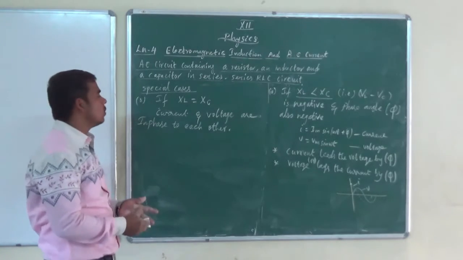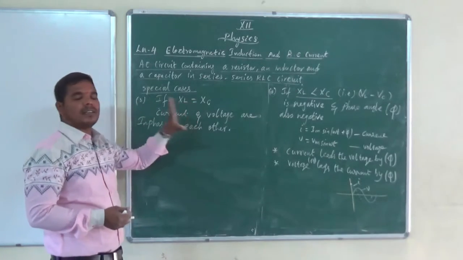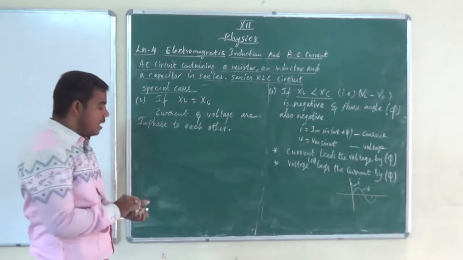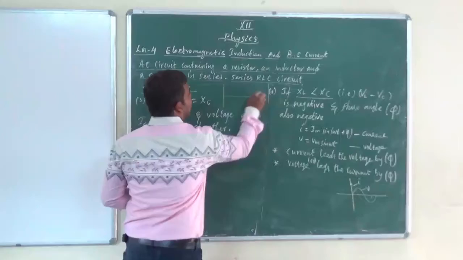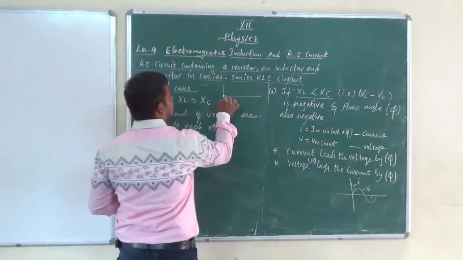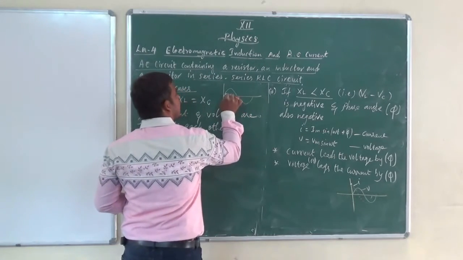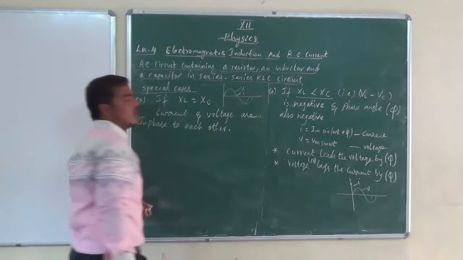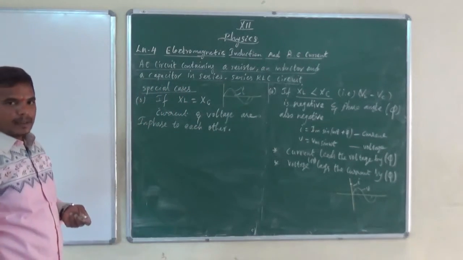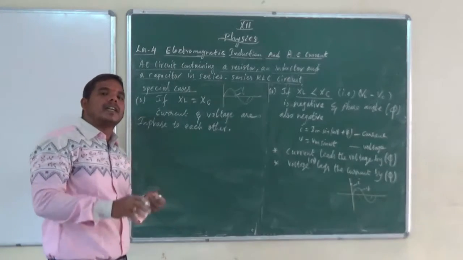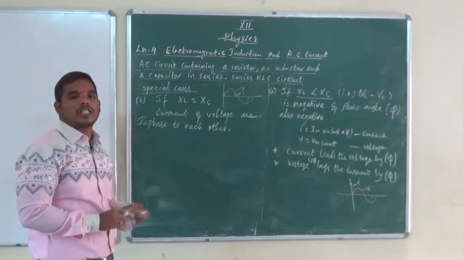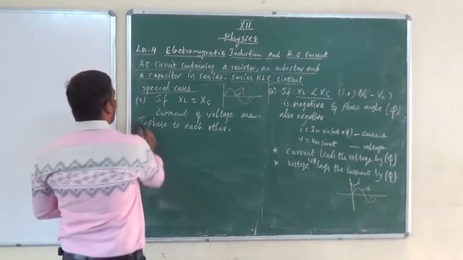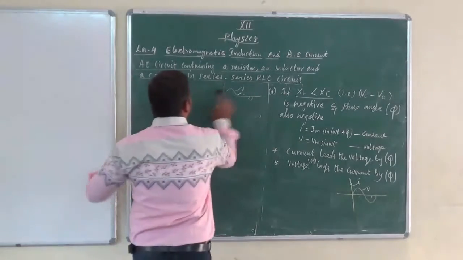There is no doubt. If XL equals XC, this is the condition. So you can write current and voltage are in phase to each other. Suppose I want to draw the phasor diagram. See, this is current, voltage, and current and voltage are in phase to each other. Based on these 3 conditions, definitely they will ask 1 mark, 2 mark, and 3 mark level questions.